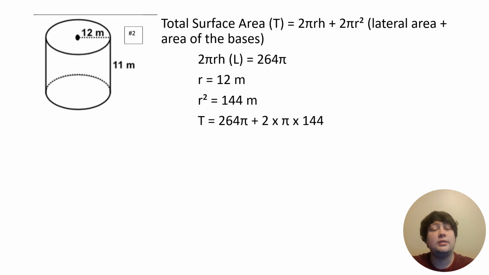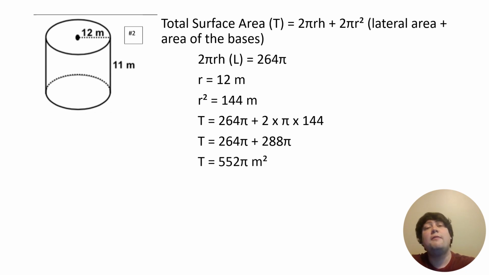So it's going to look like 264 pi plus 2 times pi times 144, and then that's going to be 264 pi plus 288 pi. You'll take those two like terms, add them together, and then your total surface area is going to be 552 pi meters squared.